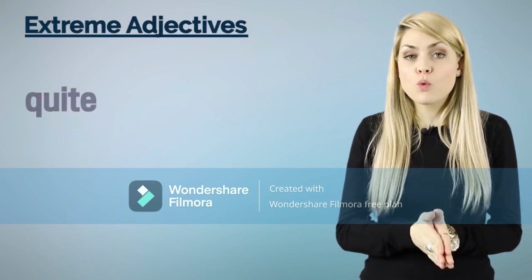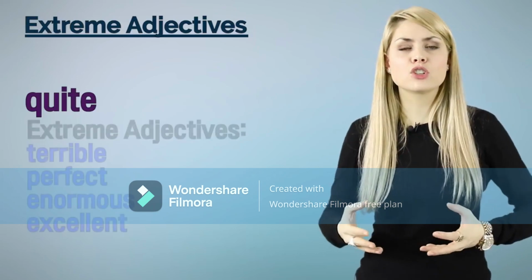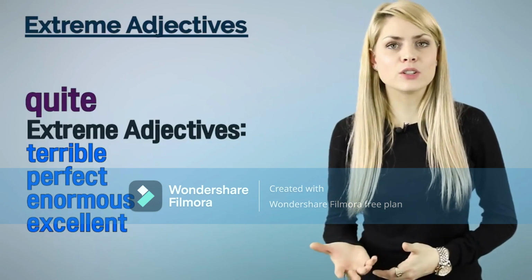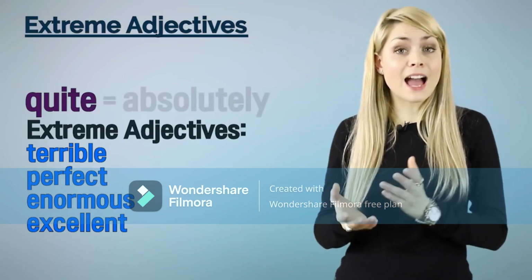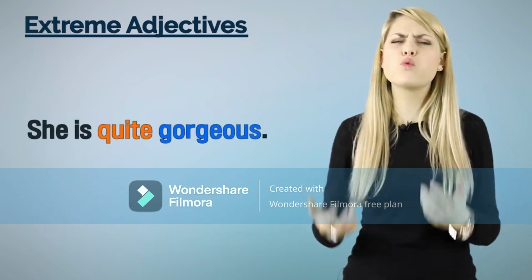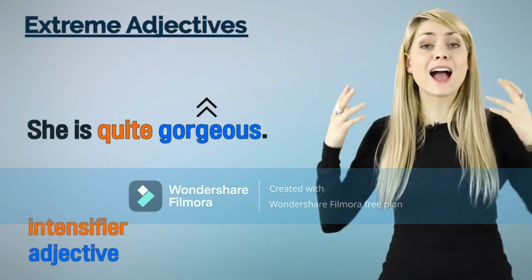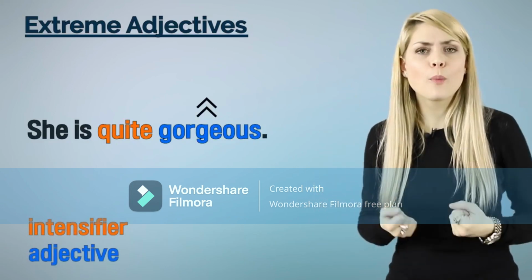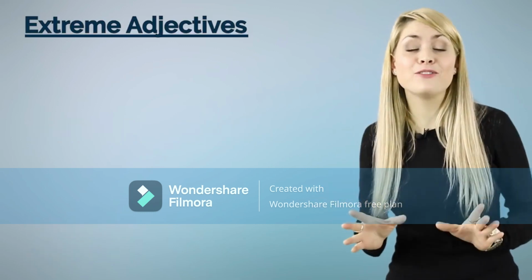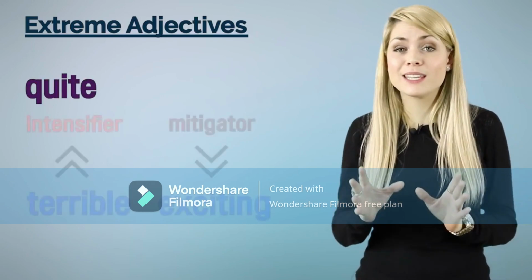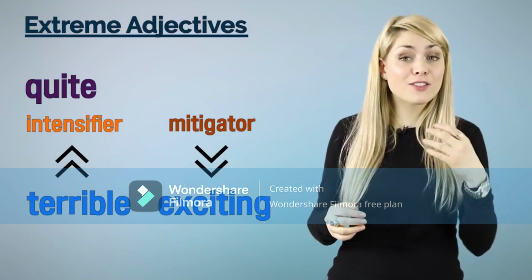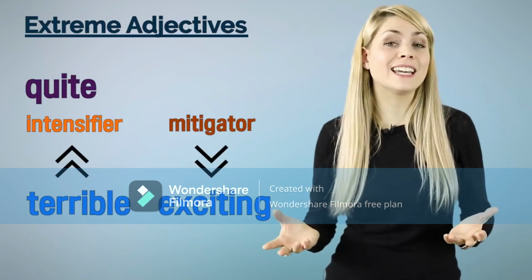Because if you use quite with an extreme adjective, such as terrible, perfect, enormous, or excellent, quite means absolutely. It becomes an intensifier. For example, she is quite gorgeous. Means she is absolutely gorgeous. It's more powerful because of the intensifier quite. So be very careful when you use quite, because depending on the adjective that you choose, it has a different meaning and it can be either an intensifier or a mitigator.